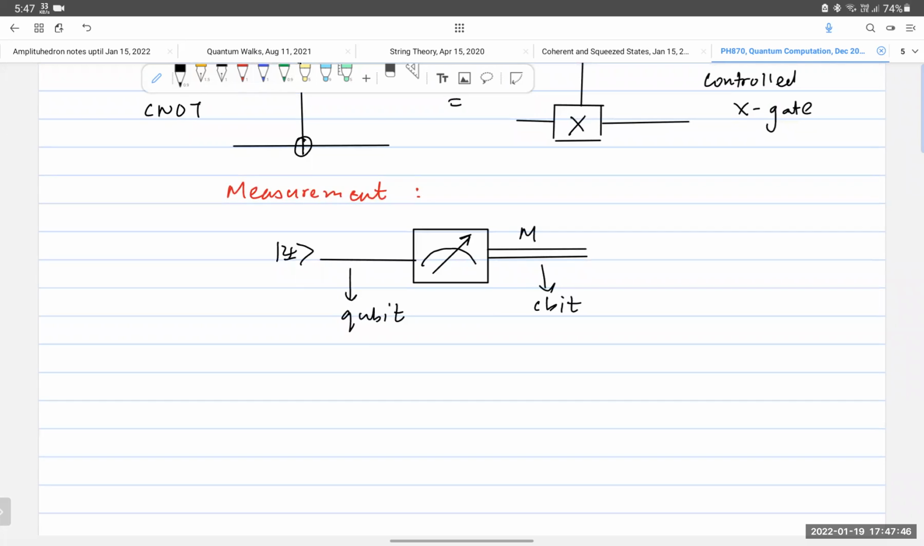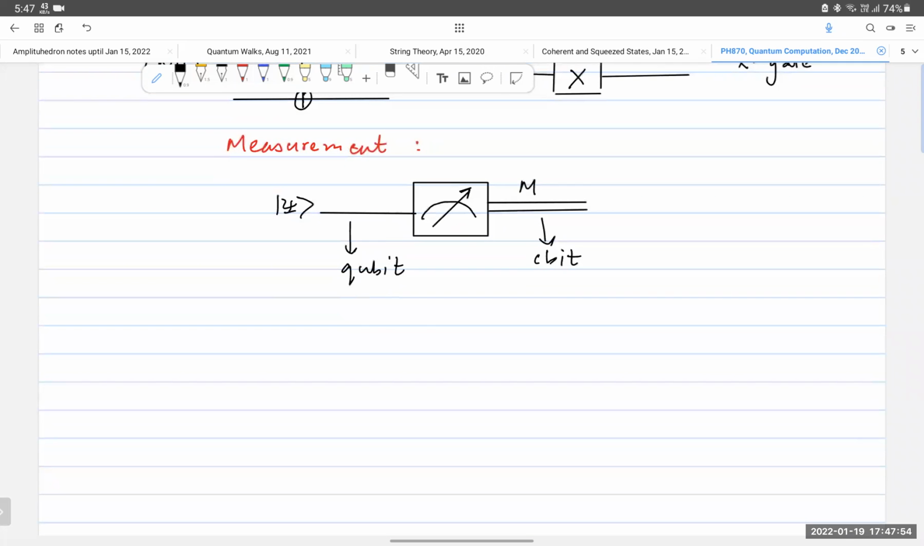Now, one of the most common operations in computation involves the following: copying information, right?